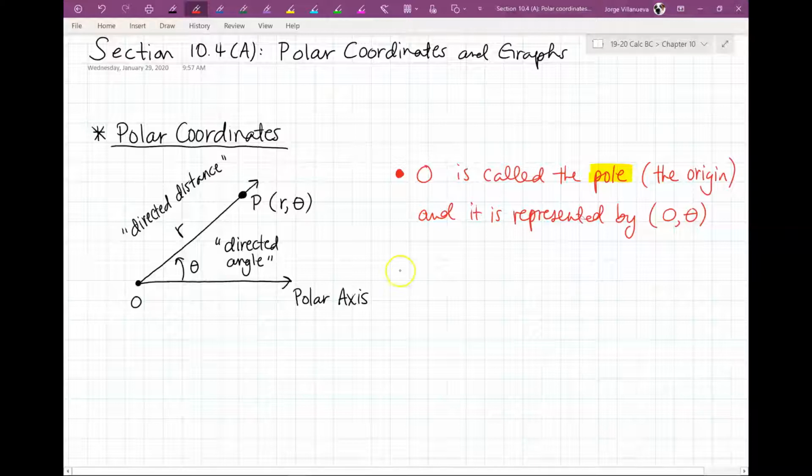Now r is the directed distance. And as you guys saw, it's based on circles, right? Those polar graphs are all circular. So whatever the r value is, it represents a radius, a radii. So it's the distance from the origin or the pole to the point.